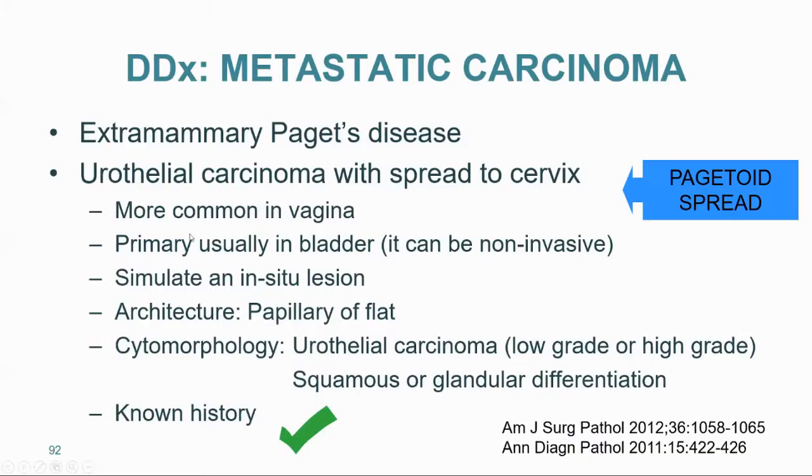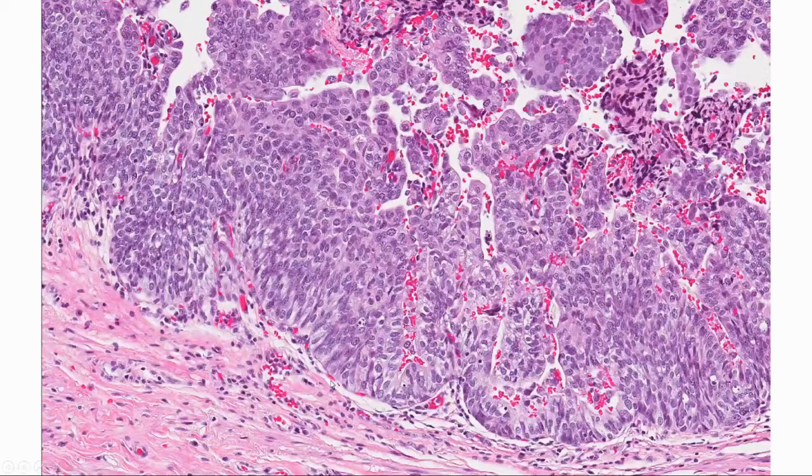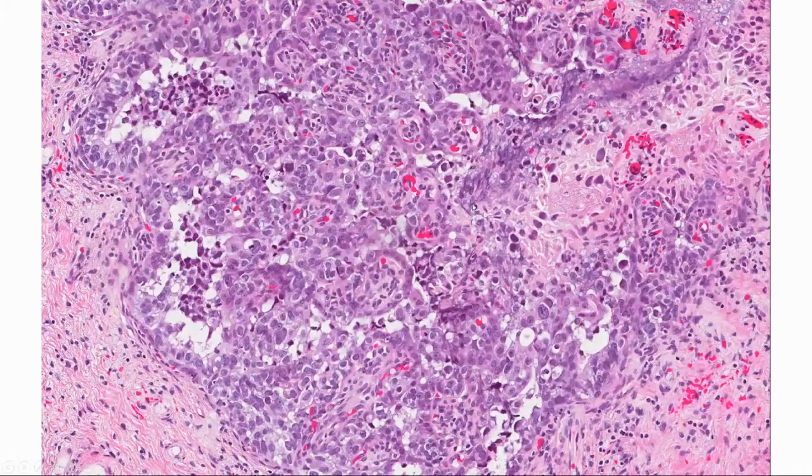Fortunately, in most of these cases, there's a known history of urothelial carcinoma. Most of these cases had urothelial carcinoma in the past or diagnosed concurrently with the cervical lesion. So if you have someone with a history of urothelial carcinoma, consider this diagnosis. And as you can see here, these cases can show glandular differentiation, which can be quite tricky.